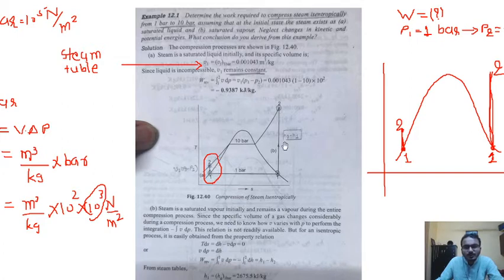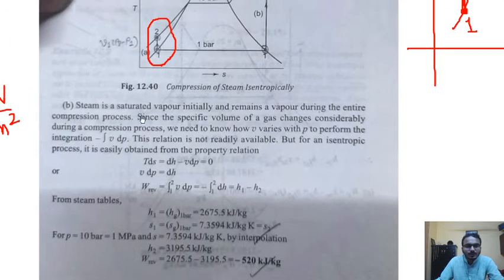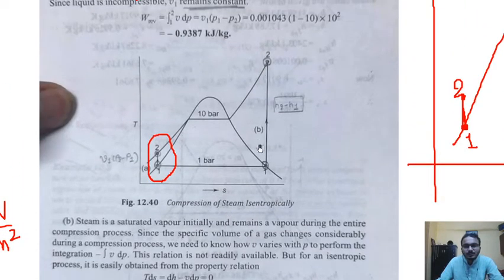Now we will focus on the second part, which at the beginning is at saturated vapor. So here steam is saturated vapor initially and remains vapor during the entire compression process. That is visible from this chart, that we are going from 1 to 2, so the entire compression work is done in the superheated region.